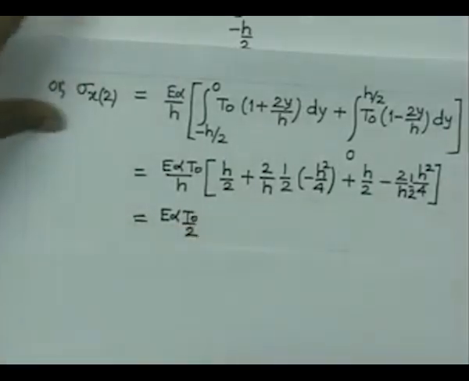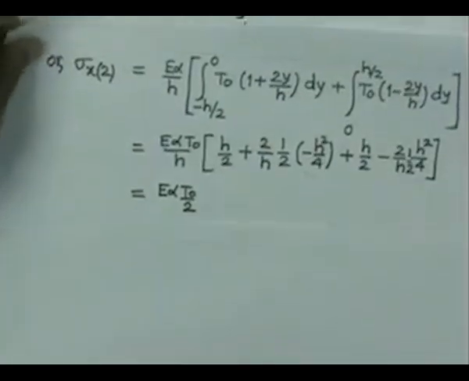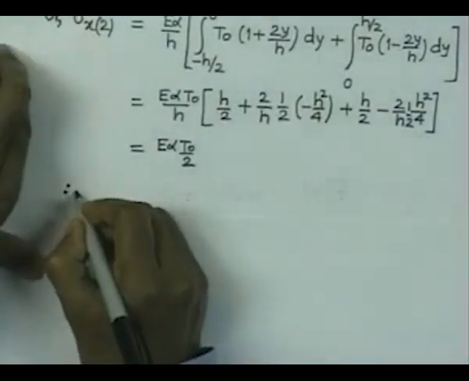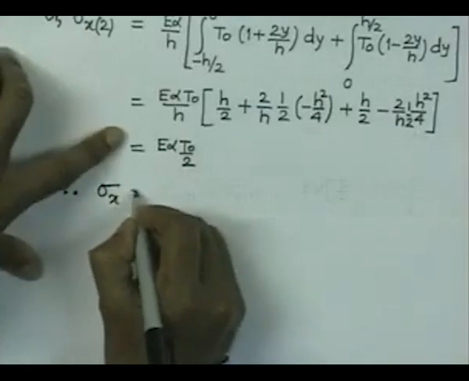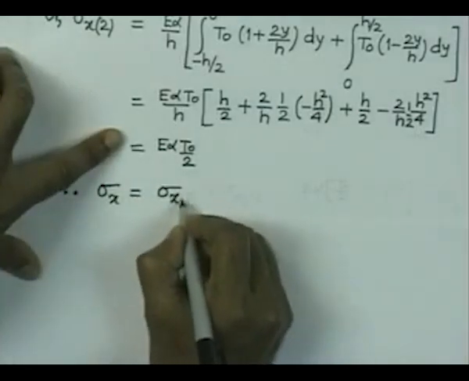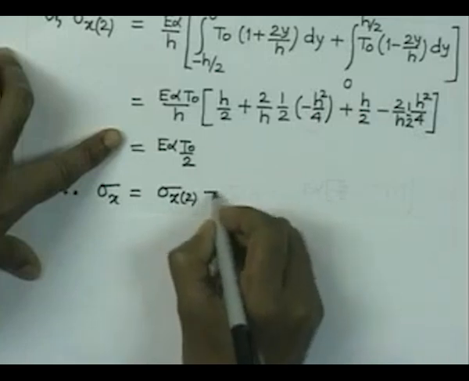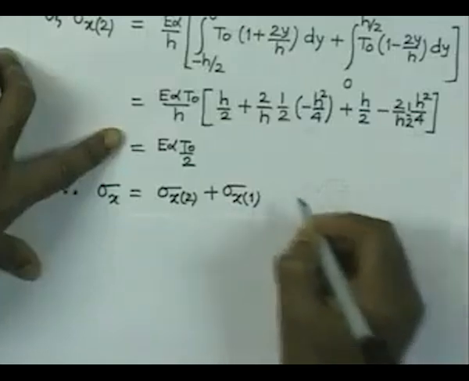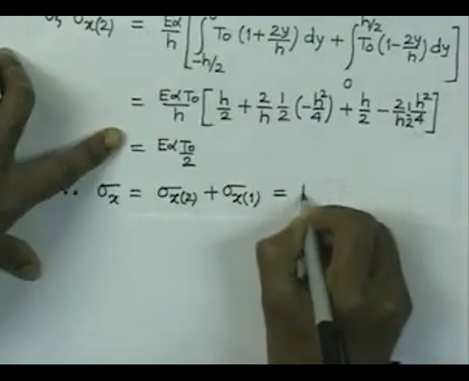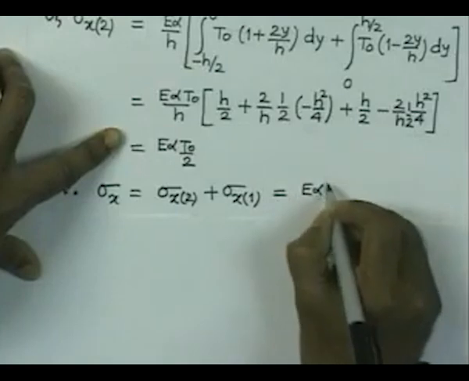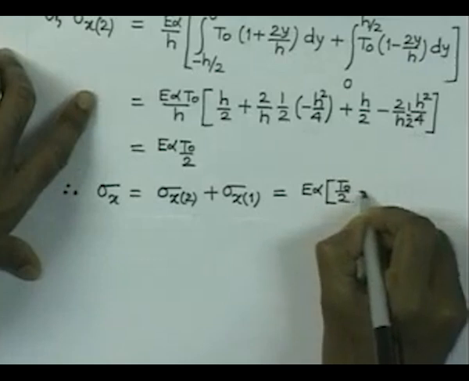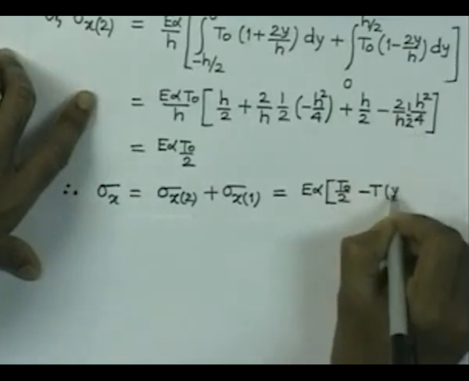That is the stress due to the second part, and now we can write the total stress by adding up the two components, and therefore, we will have sigma x is equal to sigma x2 plus sigma x1, which is nothing but E alpha into T0 by 2 minus Ty.